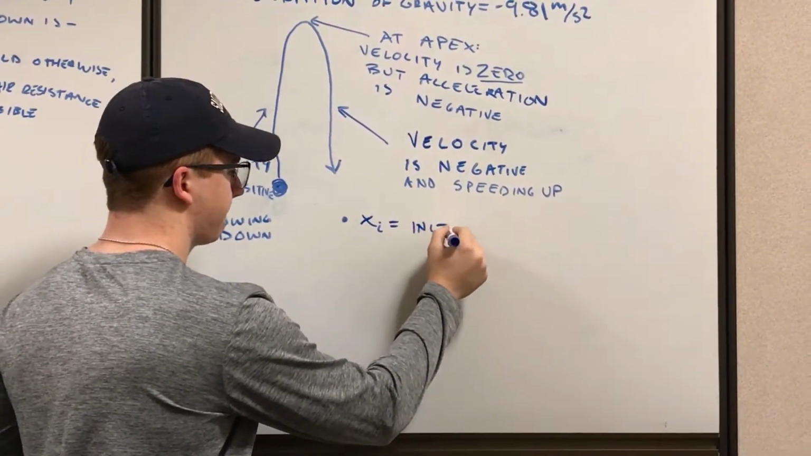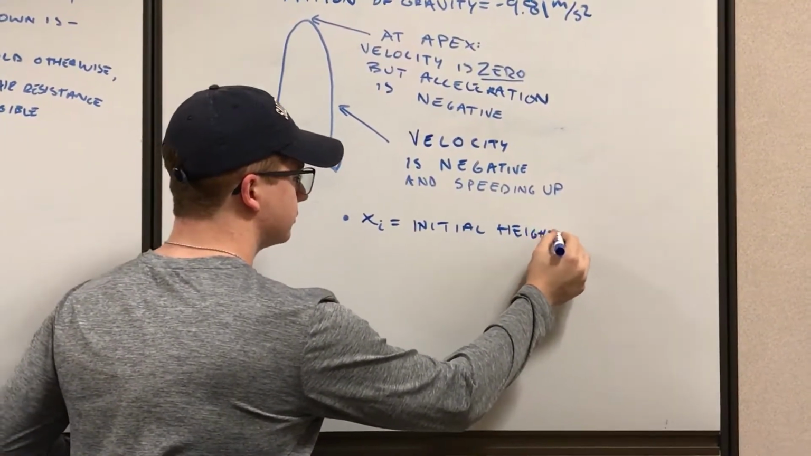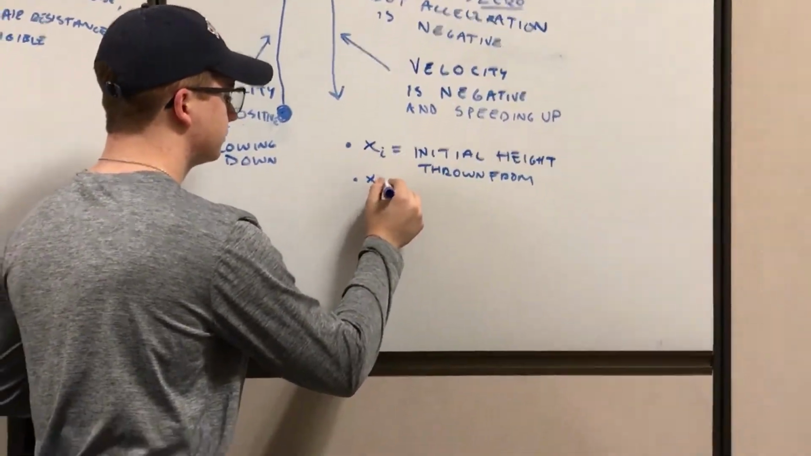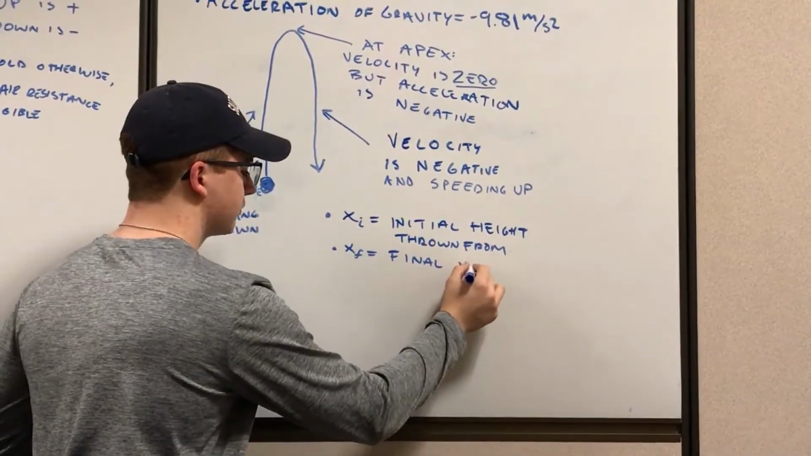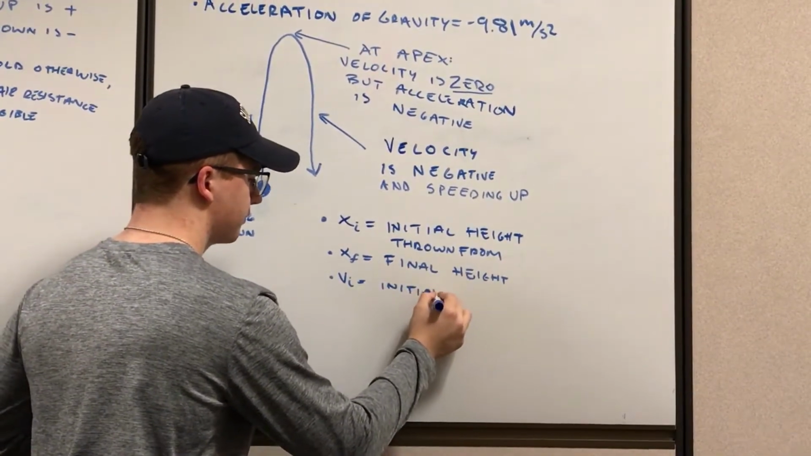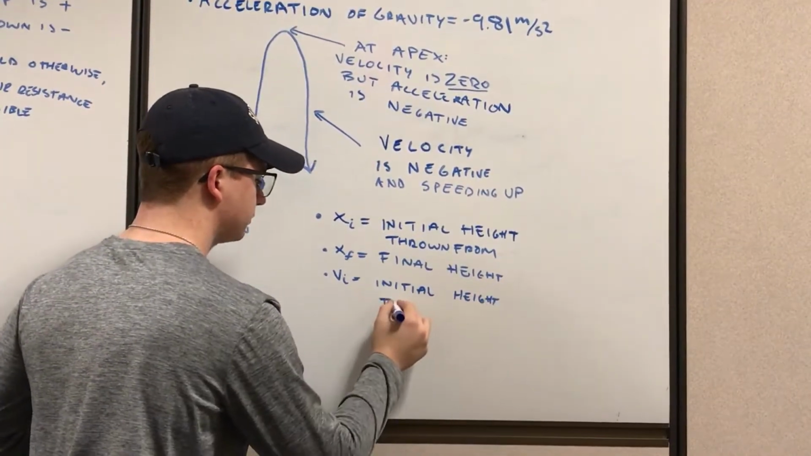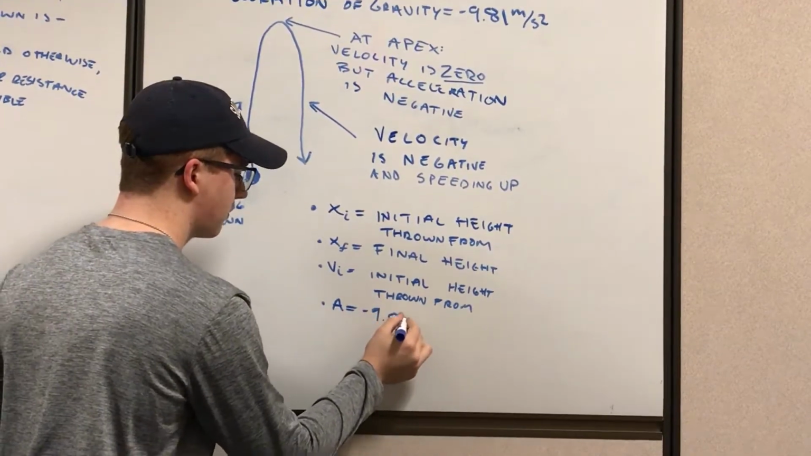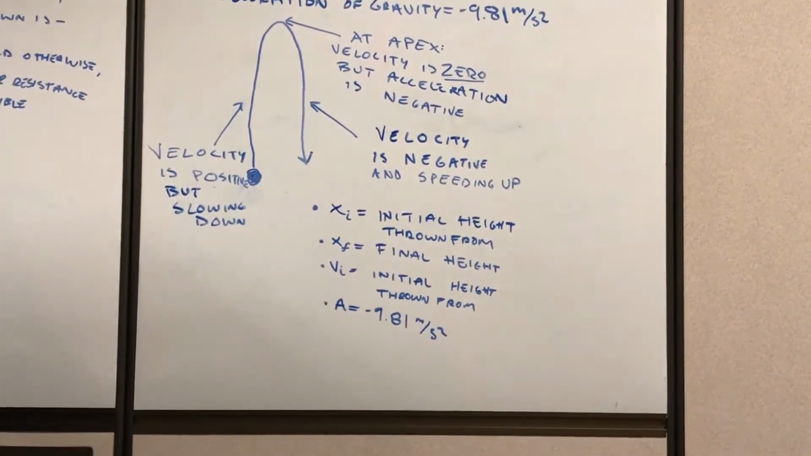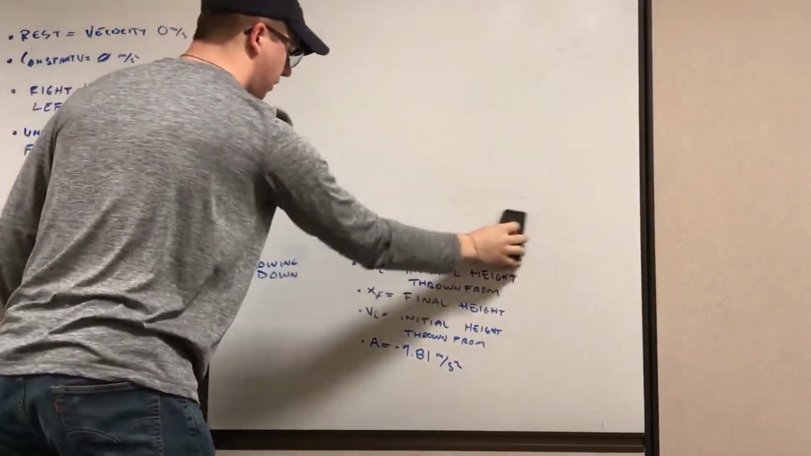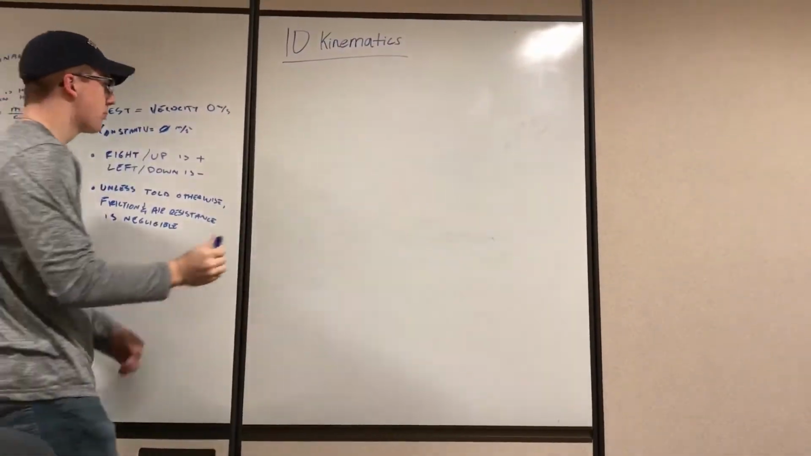So the variables for this that you'll see a lot of times is x initial, which is going to be the initial height that it was thrown from. And then x final is the final height. That could be catching the ball, hitting the ground, whatever that may be. And then the initial velocity is going to be the velocity that you threw it with. And then the acceleration will always be negative 9.81 meters per second squared.